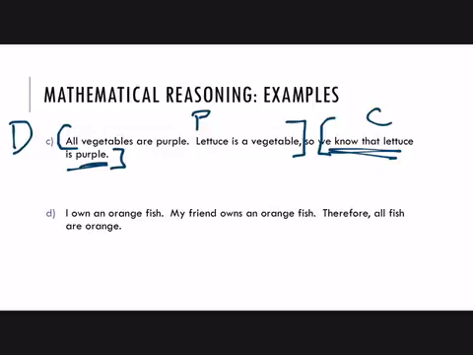Okay, the next one. I own an orange fish. My friend owns an orange fish. Therefore, all fish are orange. Okay. Therefore is another key word that lets you know that what comes next is a conclusion. Right, so this is the conclusion, and these are the premises. All right, so look at your premises. I own an orange fish. My friend owns an orange fish. All right, and think about what they are. Those are specifics. They are examples or observations in just two small cases. Your fish, your friend's fish.